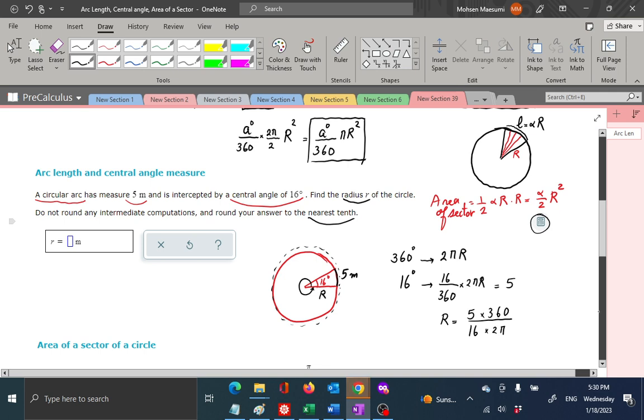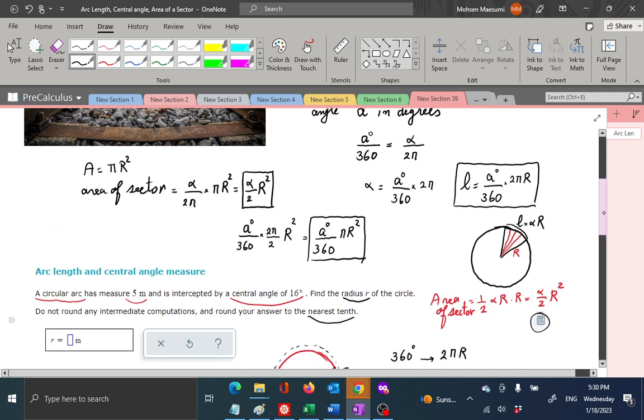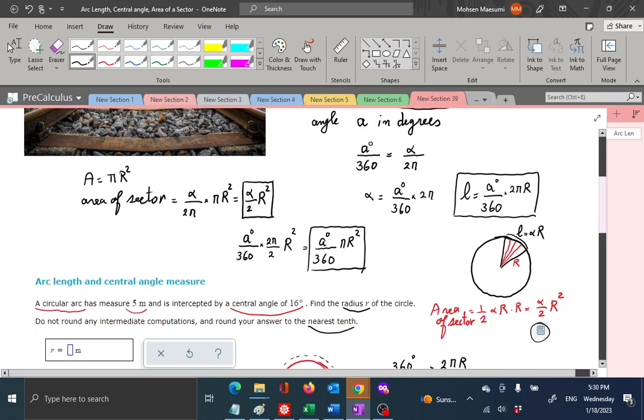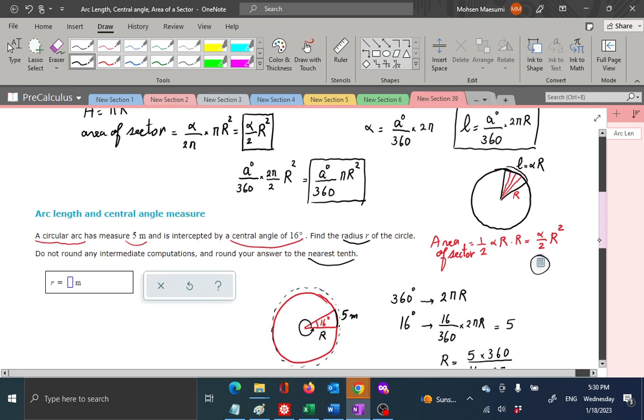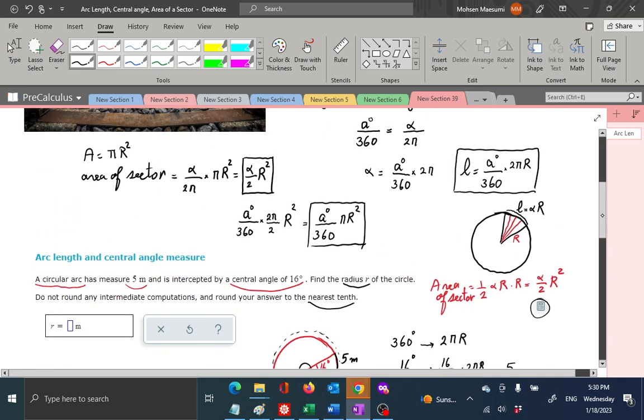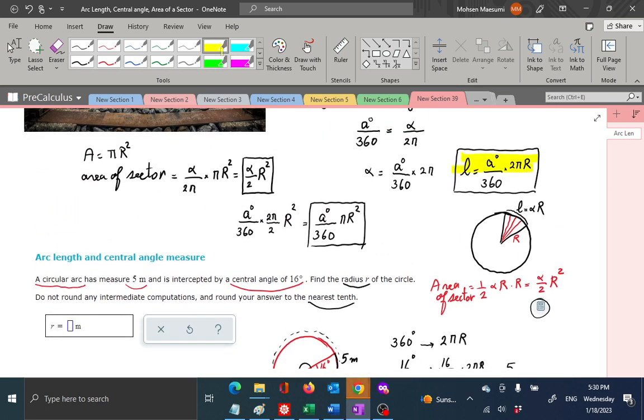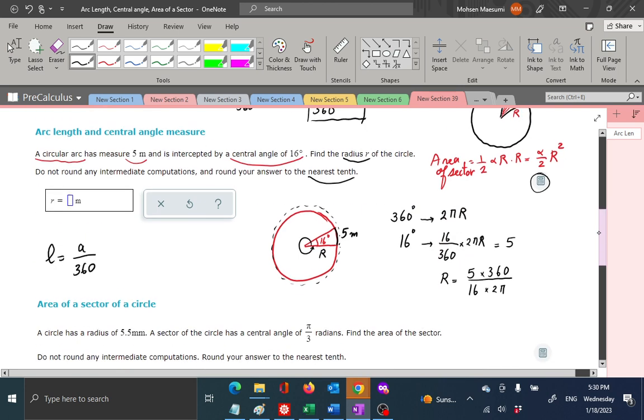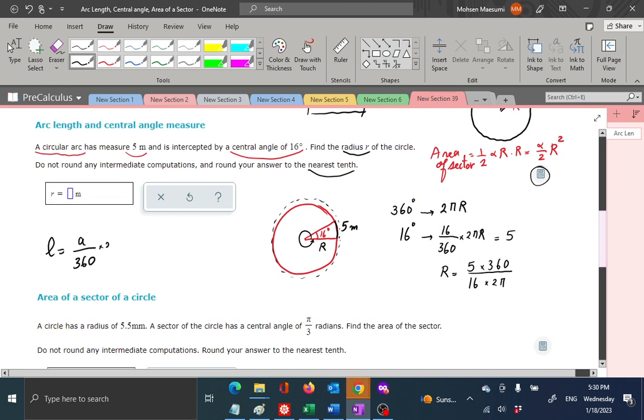Okay, so here we reasoned out again how to go about it. If you want to use this formula, that would be good too. So let me rewrite this thing. We have L, what was the formula over there? Let's go back, look at it again. The length of the arc is the angle divided by 360, so A divided by 360 times 2 pi r. That's the formula we described.